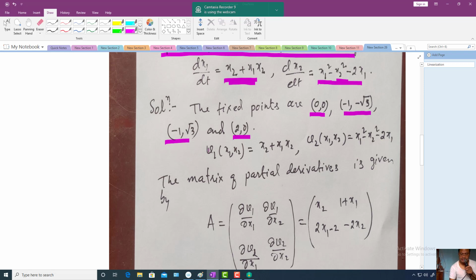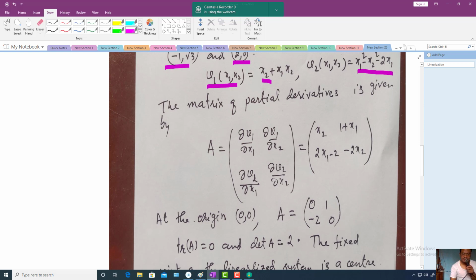So what is your v1? v1, that is x1 dot, is equal to x2 plus x1 x2. v2, that is x2 dot, is equal to x1 square minus x2 square minus twice x1. The matrix of partial derivatives is given by del v1 by del x1, del v1 by del x2, del v2 by del x1, del v2 by del x2, like this. Ultimately you get this one.